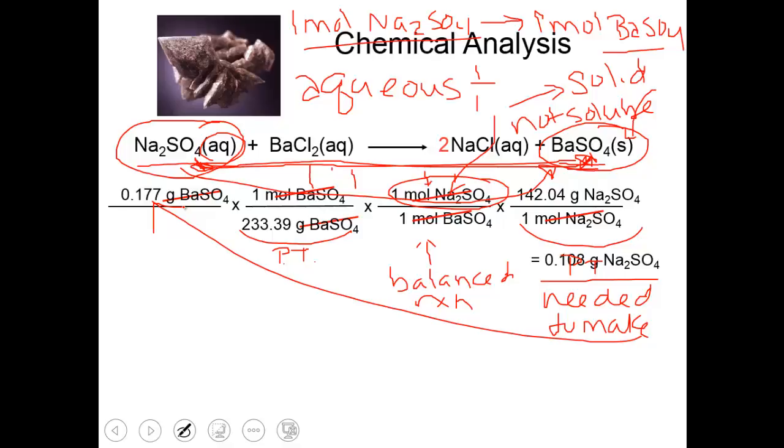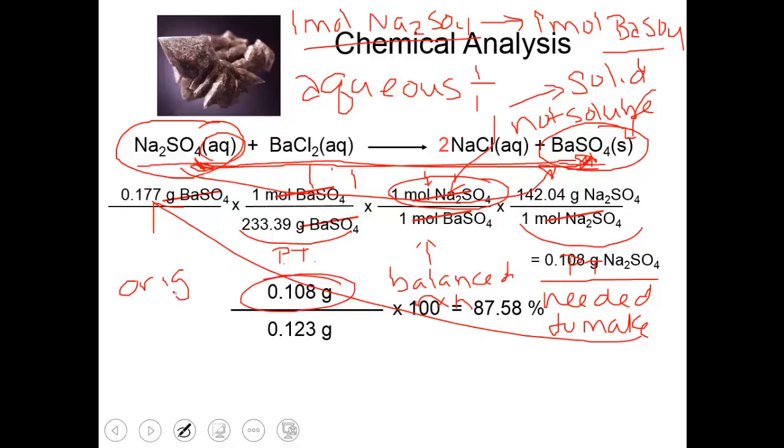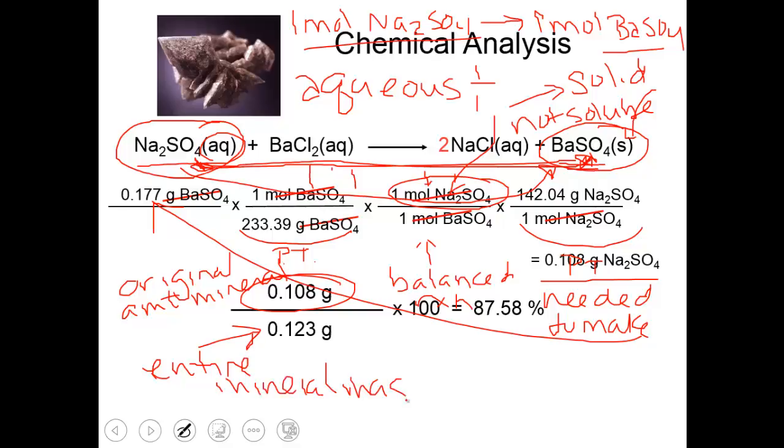So in order to get the mass percent, we're going to take the original amount in the mineral over the entire mineral mass, because the original amount is the pure sodium sulfate. That's what actually reacted to make the barium sulfate, whereas the mineral has a whole bunch of other junk in it. And so part over whole times 100.